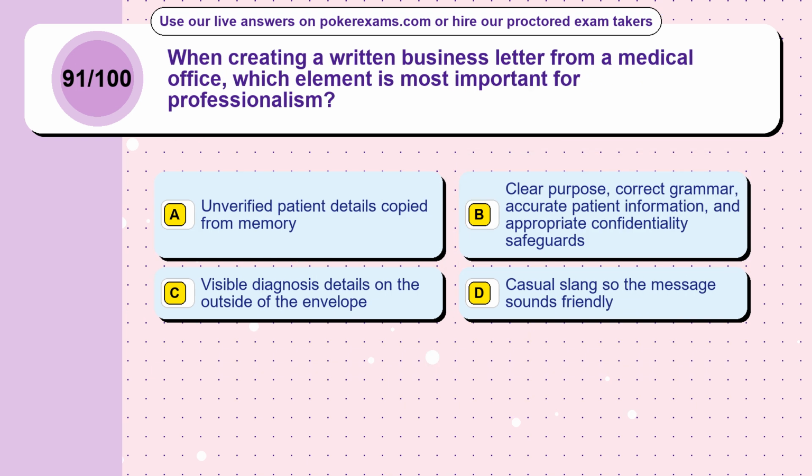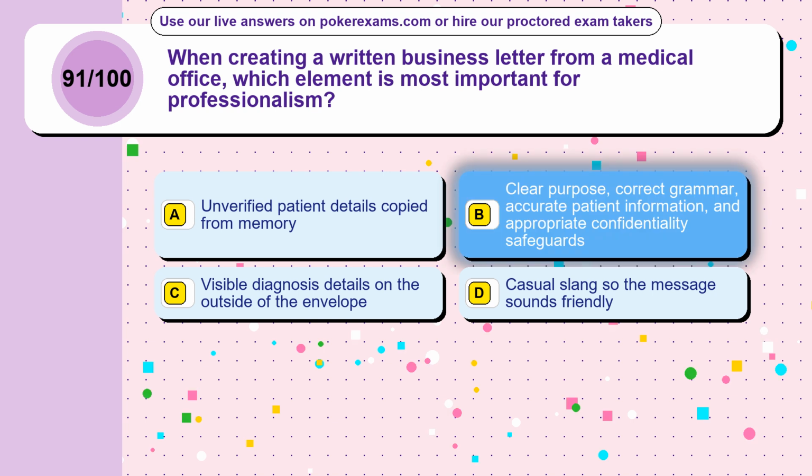Question 91. When creating a written business letter from a medical office, which element is most important for professionalism? Option A. Unverified patient details copied from memory. Option B. Clear purpose, correct grammar, accurate patient information, and appropriate confidentiality safeguards. Option C. Visible diagnosis details on the outside of the envelope. Option D. Casual slang so the message sounds friendly. The correct answer is option B.